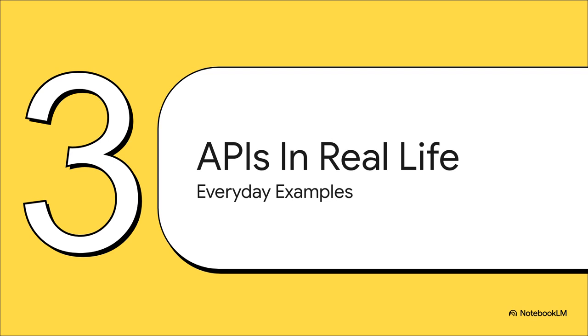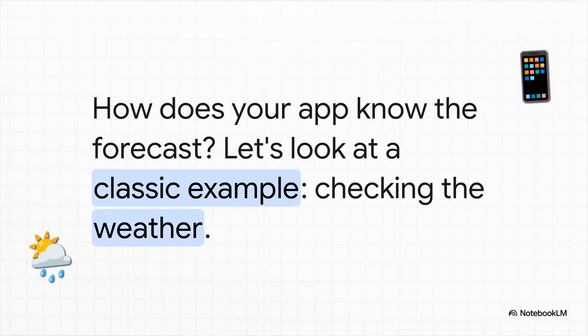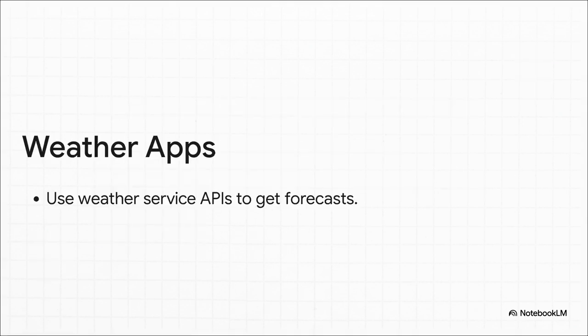So let's go on a little tour and see where these APIs are hiding in plain sight in the apps you use every single day. Because once you know what to look for, you'll see you've been using them constantly. Let's start with the classic. You pull out your phone, you want to know if you need a jacket or not. You know that cool little weather app on your home screen? Yeah, it almost definitely does not own its own weather satellites. Instead, it's using an API as its waiter.